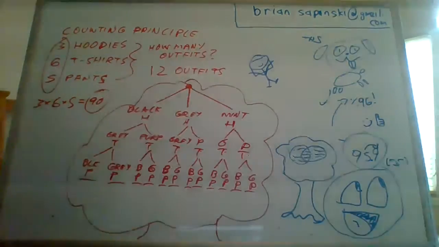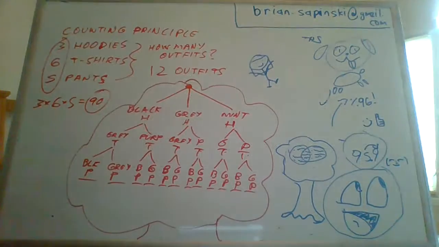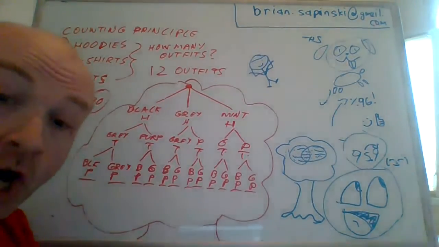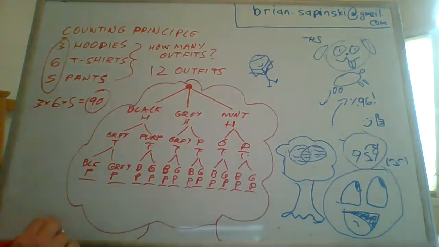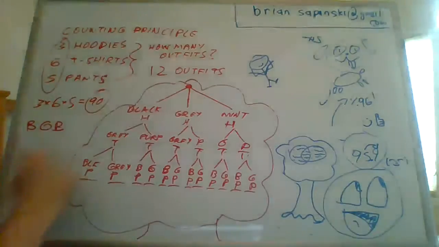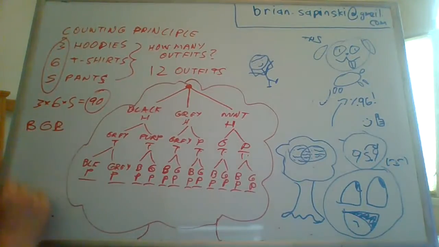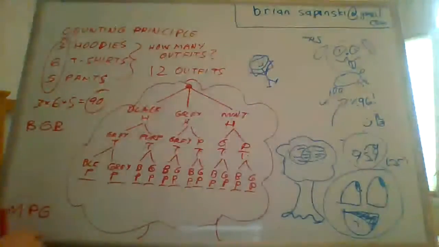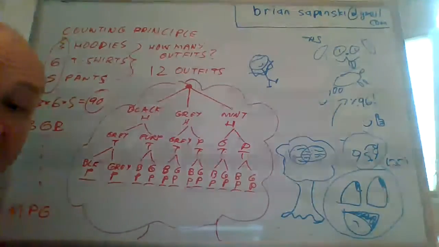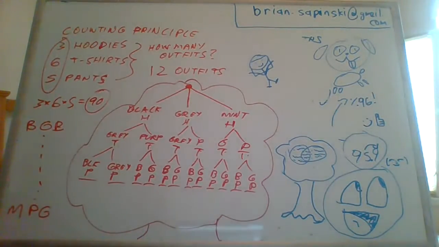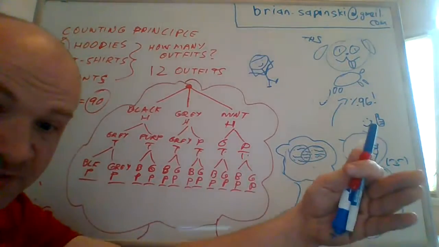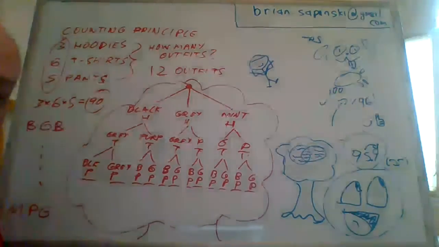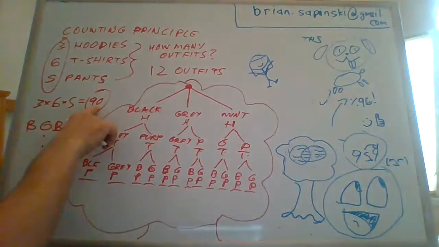If you're asked to map out all the possibilities, then by all means you could do a tree, and that would be fine. Or if you could come up with some sort of shortened code for the possibilities, do that too. For instance, we could say black hoodie, gray tee, black pants, that would be BGB down there, and at the other end, you have the mint hoodie, the purple tee, and the gray pants, and all the other possibilities spelled out in between. But save this, whether in a listed form or in a tree diagram, for when you're actually being asked to spell out all the individual outcomes. Unless they're doing that, worry about the counting principle calculation and getting that number.